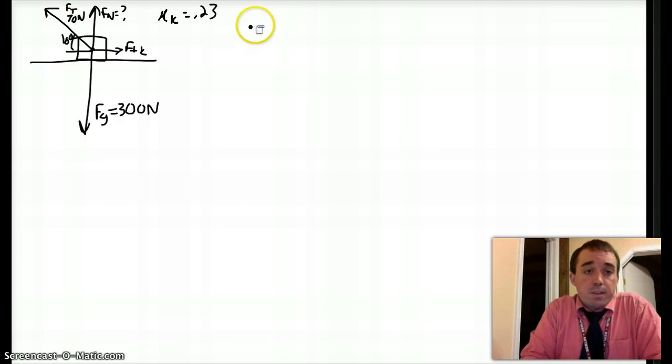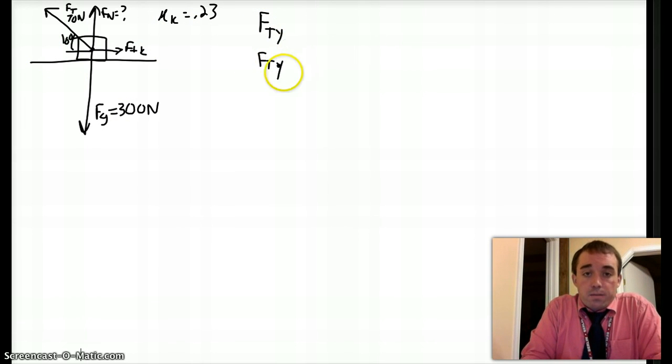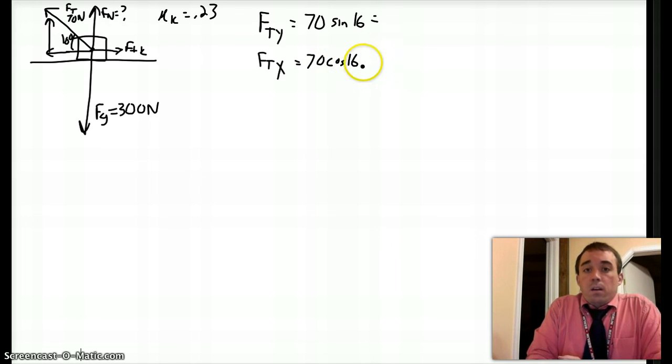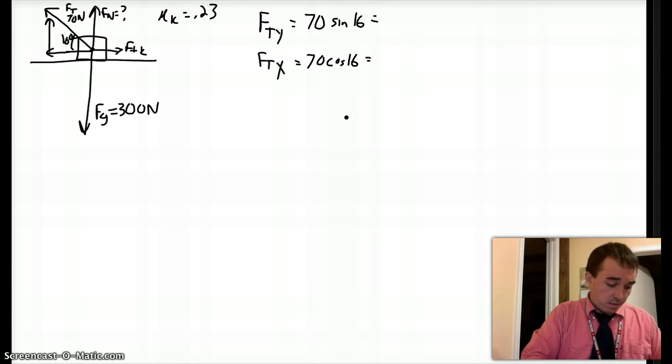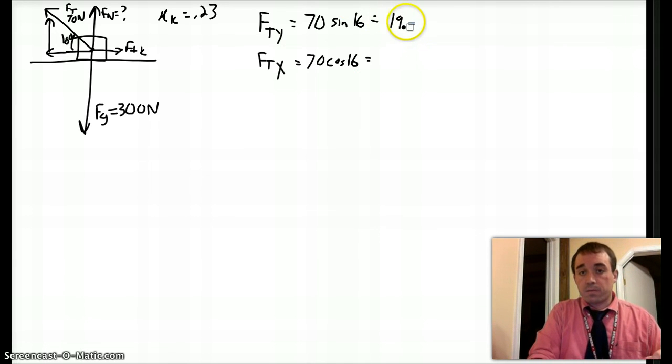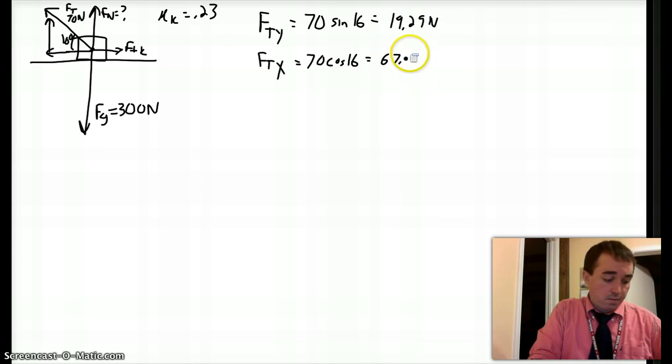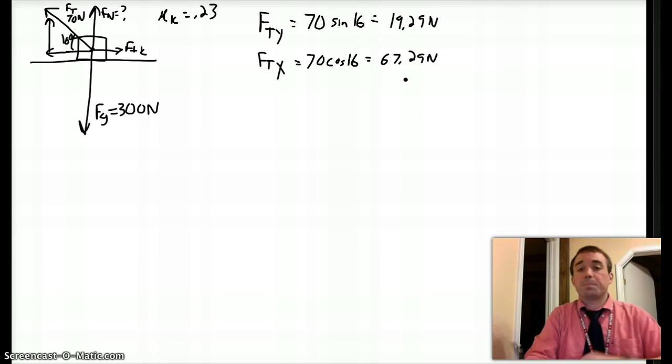Alright, so first thing, when you see the arrow, you want to break it apart into FTY and FTX. FTY is going to be 70 times the opposite side of the triangle, which is my sine, so 70 sine 16, and my FTX will be 70 cosine 16. So 70 sine 16 is 19.29. And 70 cosine 16 is 67.29 newtons.